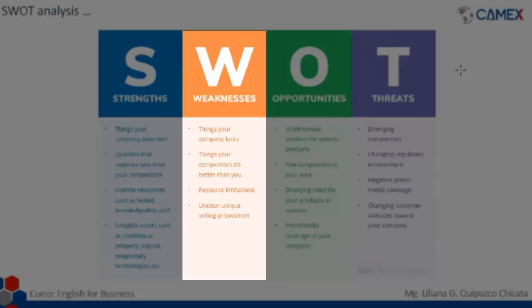And finally, it would be an unclear unique selling position. So let's say, talking about the restaurant example again, it could be a little hard to find an example on that, but we could talk about prices, and maybe if they have a cheaper price than us, it would be kind of a better selling position, and it will be our weakness.